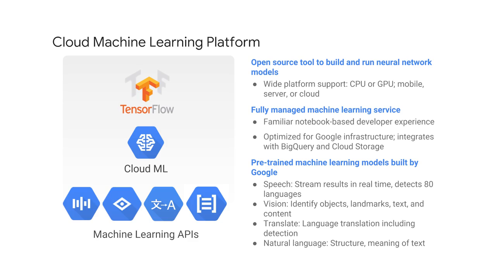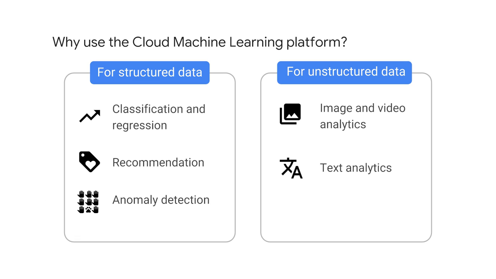Finally, suppose you want to add various machine learning capabilities to your applications without having to worry about the details of how they are provided. Google Cloud also offers a range of machine learning APIs suited to specific purposes, and I'll discuss them in a moment. People use the Cloud Machine Learning Platform for lots of applications.